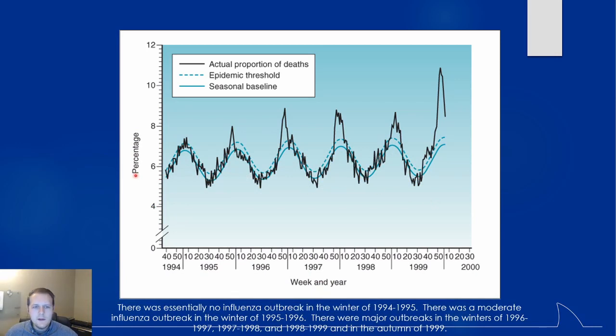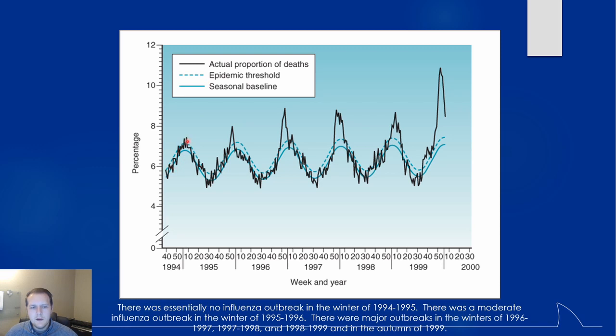And so what you can see, looking at this graph here, you'll have that the actual solid line here is a seasonal baseline, kind of what you would normally expect based off reporting trends. You'll have the epidemic threshold, which if we start to get those numbers above that, you're going to see that would be considered to be an epidemic. If it's below that, then it's not. And then the black line is the actual proportional number of deaths.